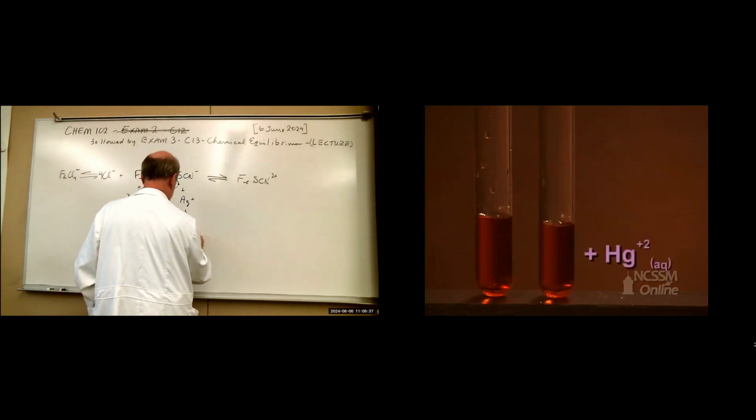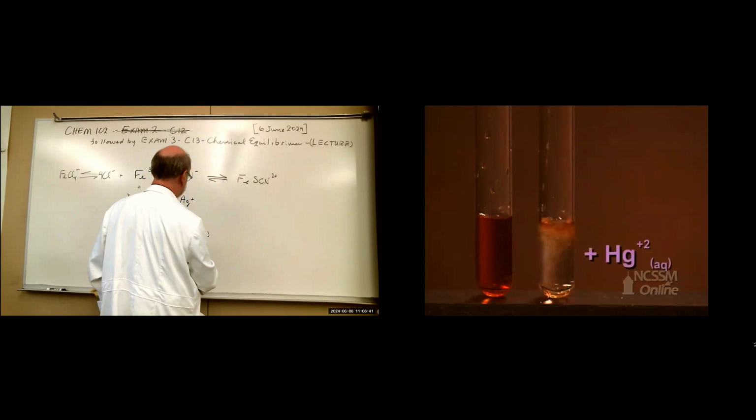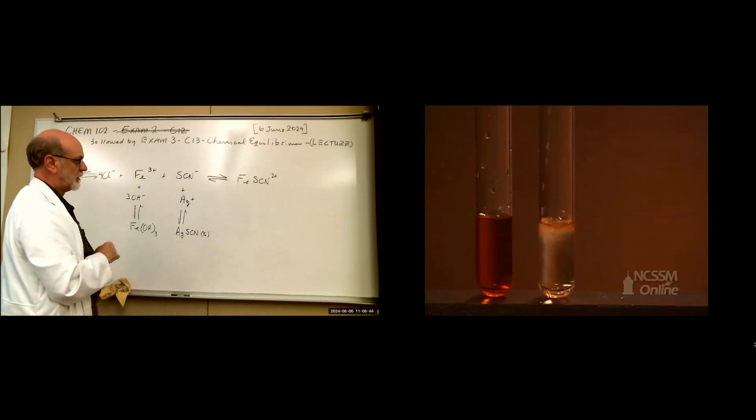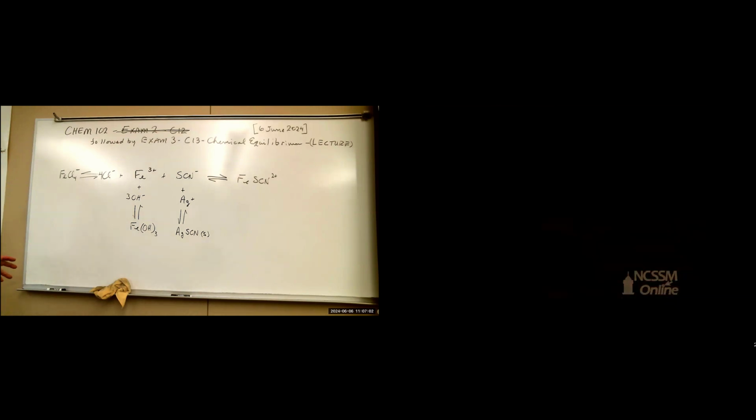We will now add some 0.1 molar mercury 2 nitrate. The mercury plus 2 ion reacts with the thiocyanate ion to form a new complex ion. This effectively reduces the concentration of thiocyanate in the solution. The equilibrium shifts in the reverse direction to try and replace the removed thiocyanate.